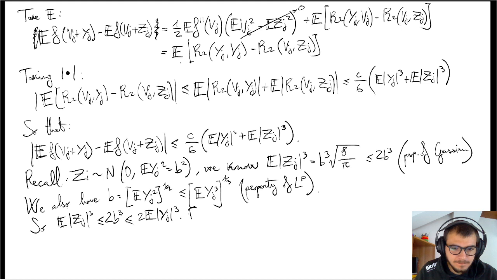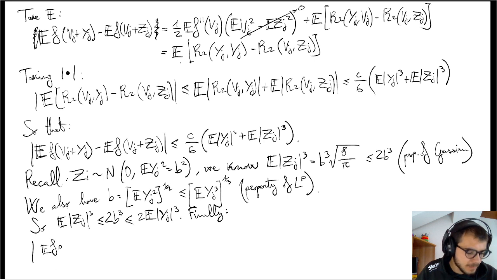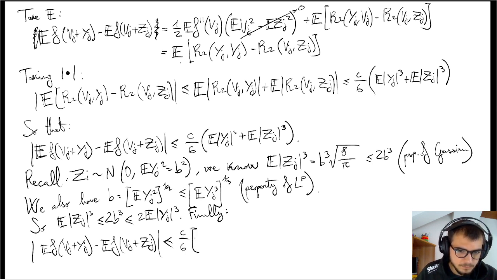And finally, we can conclude saying that the absolute value of the difference between the expectation of f applied to vj plus yj minus the same thing with vj plus zj is bounded by c over 6, the expectation of yj cubed plus 2 times the expectation of yj cubed.